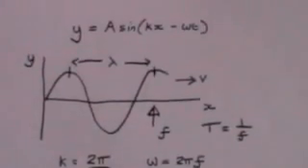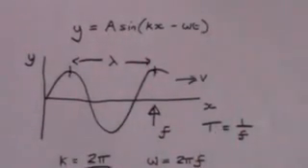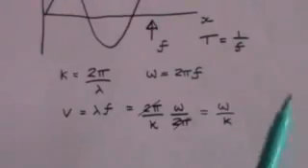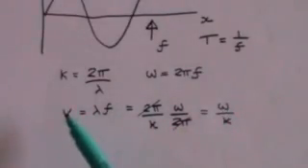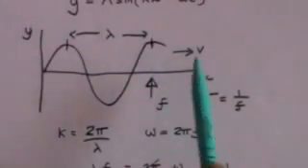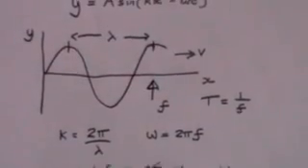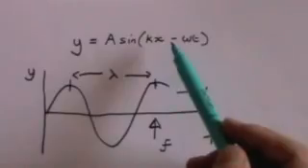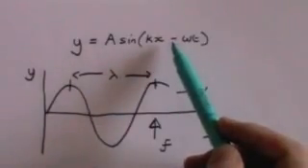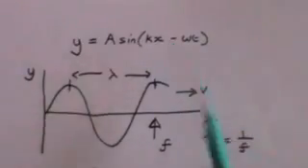So when you have this formula, that y equals A sine kx minus omega t, then omega divided by k gives you the velocity, the speed at which this wave is moving to the right. I should just explain that the minus sign in this formula indicates that the wave is indeed moving to the right. If that were a plus sign, it would mean that the wave was moving to the left.